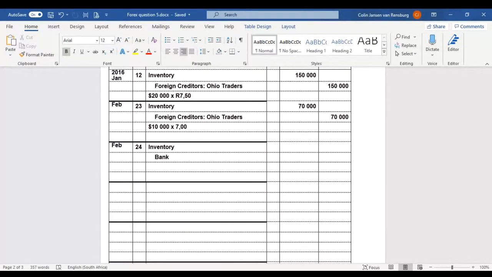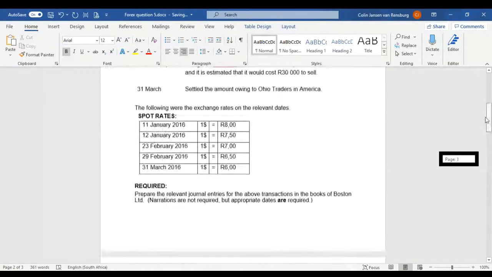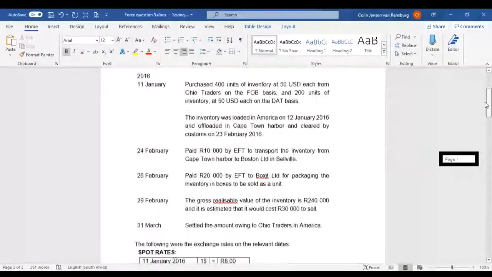So we're simply going to debit inventory with 10,000 rands. And we're going to credit our bank account also with 10,000 rands. That is the amount flowing out of our bank. Okay, so far so good. Hopefully. So now let's go and see what was the next event that occurred there.